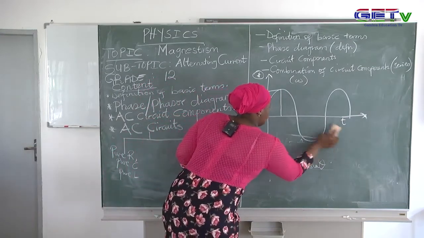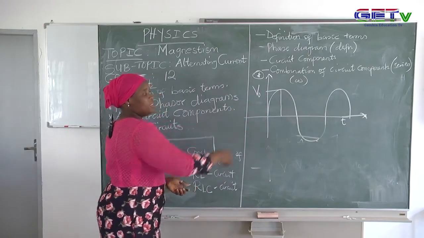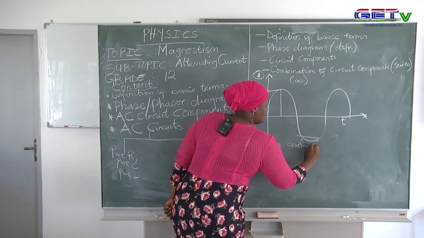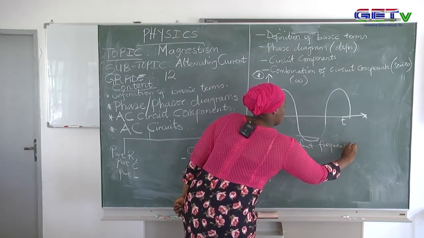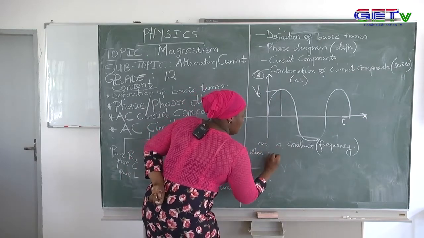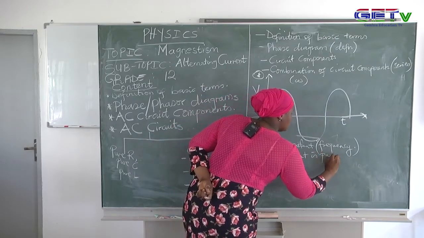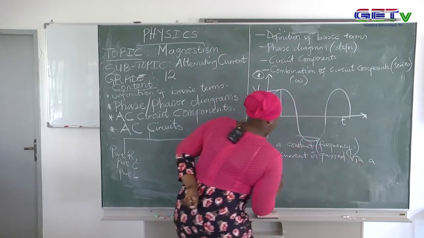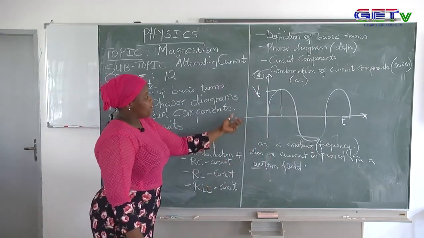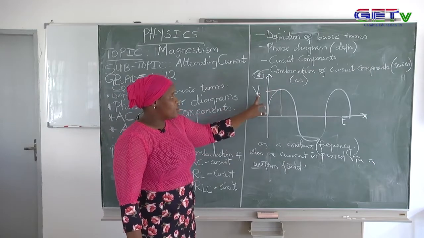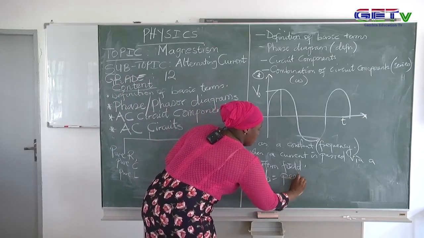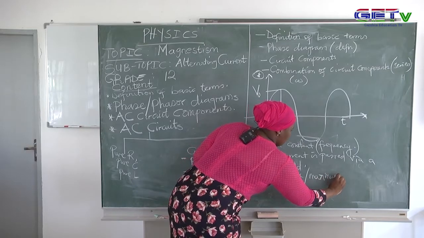We should also recall that this sine wave is being produced as a result of a constant frequency when a coil is passed through a uniform field. Now, if you observe the diagram, you will notice that the maximum voltage recorded will be noted as V naught, and this is what we call the peak or maximum voltage.